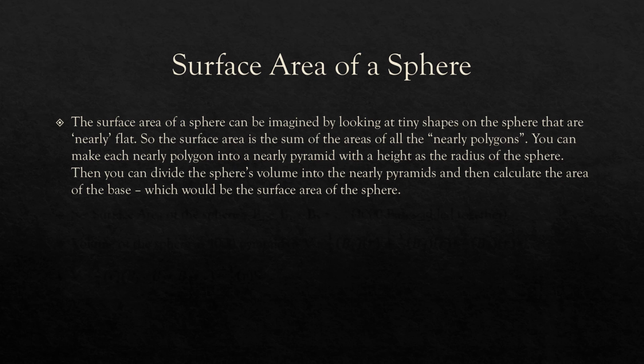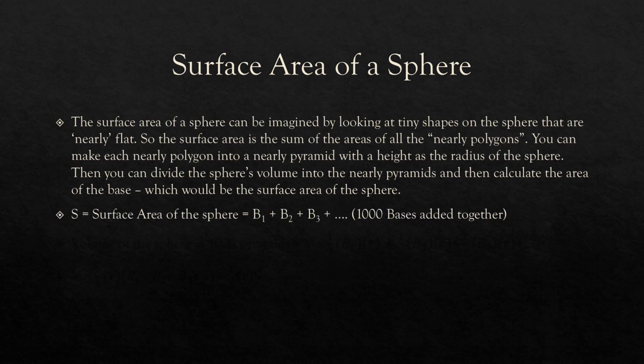The surface area of a sphere could be imagined by looking at tiny shapes on the sphere that are almost flat or nearly flat. So the surface area is the sum of the areas of all the nearly flat polygons. You could make each nearly flat polygon into a nearly pyramid with a height as the radius of the sphere. Then you could divide the sphere's volume into the nearly pyramids and calculate the area of the base, which would turn out to be the surface area of the sphere. So let me go through those calculations.